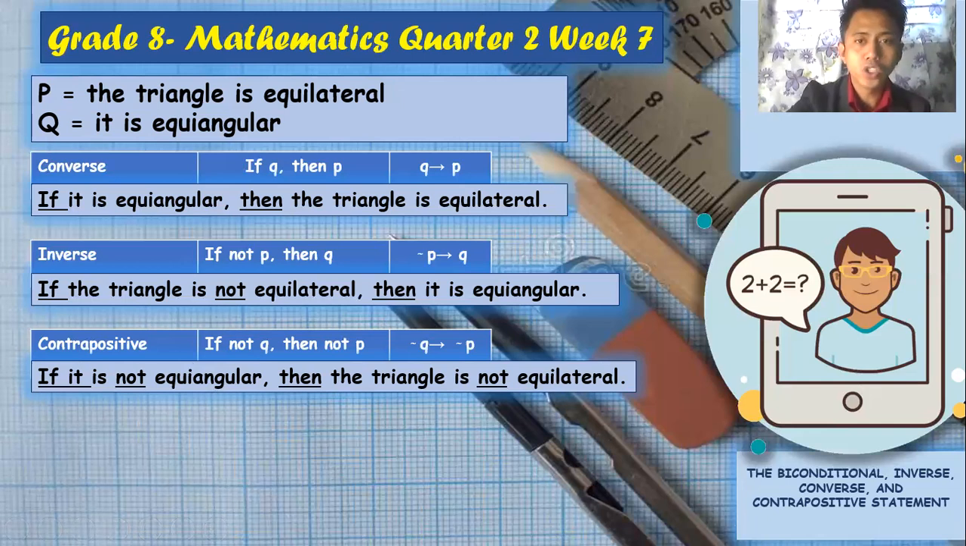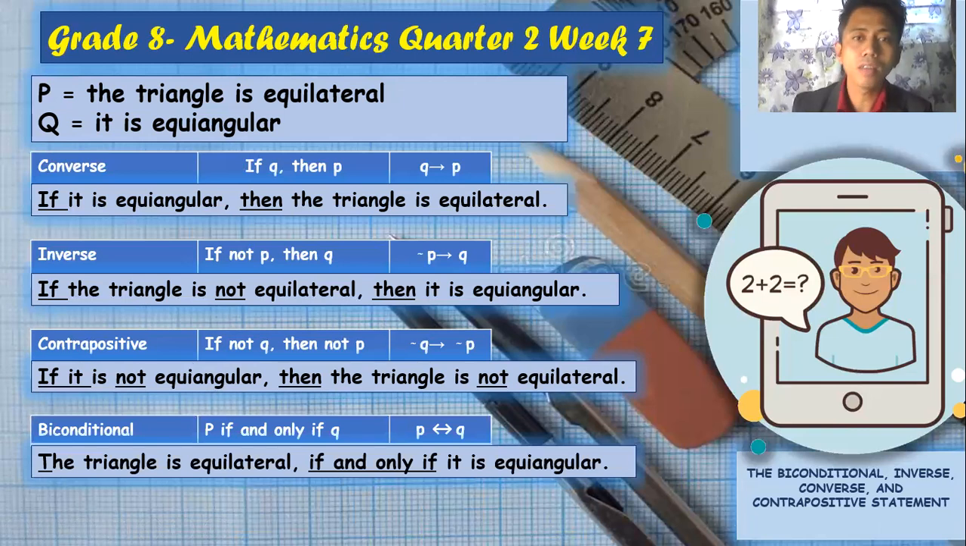How about the biconditional statement? In a biconditional statement, it is easy to identify if the given statement is biconditional. Why? Because once you encounter the words "if and only if", it is automatically a biconditional statement. So here, the condition is P if and only if Q. The symbol is P, then the arrow pointing both left and right, and then Q. We read this double arrow as biconditional: P biconditional Q.